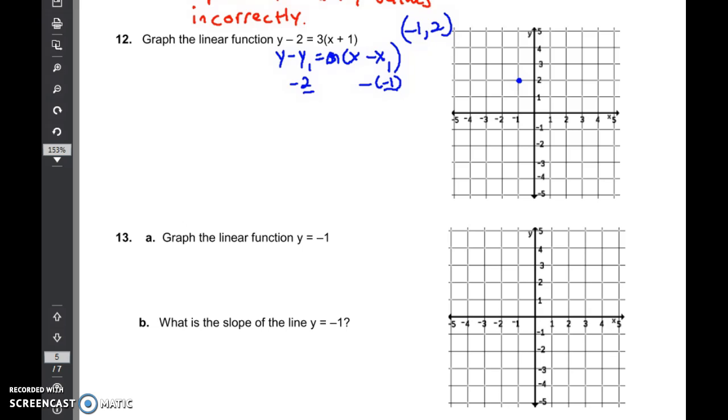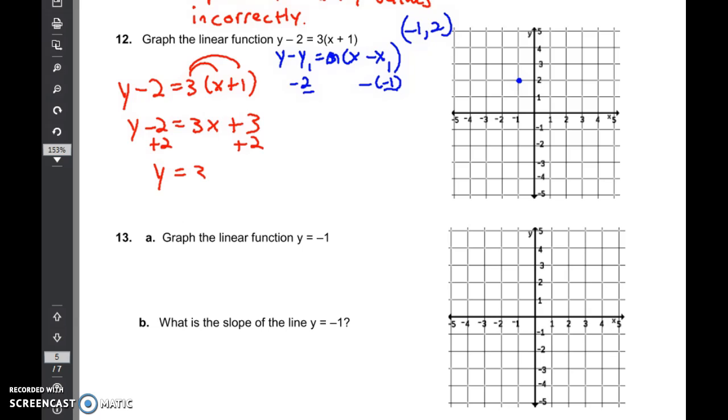You could plot that, negative 1, 2, and then use the slope. I think it's probably better practice to solve for y. This will allow you to check it on your calculator as well. Distribute the 3. And then add 2. It's very straightforward math. It's something you should be able to do fairly easily. And now we have a slope, and we have the y-intercept.